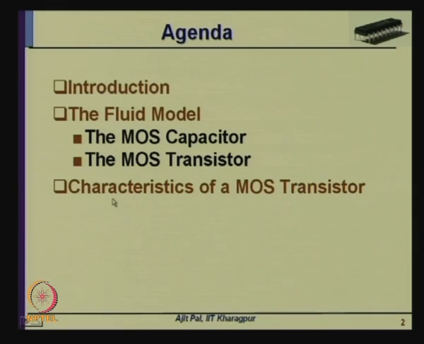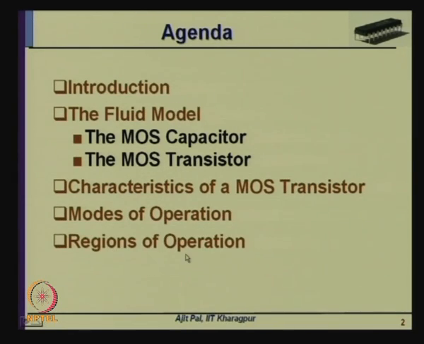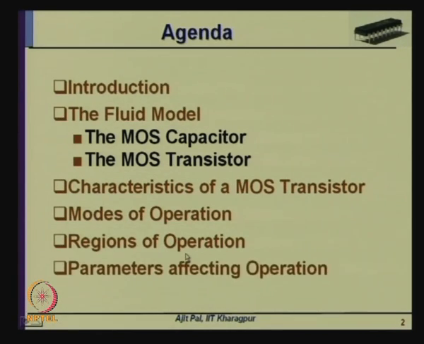After that, I shall discuss the characteristics of the MOS transistor without going into any mathematical expression or analytical analysis. I shall simply do that based on the fluid model, and after that the various modes of operation of MOS transistors will be discussed. This will be followed by the regions of operation of a MOS transistor. You will see there will be 3 regions of operation, and it will be followed by highlighting some of the important parameters which affect the operation of a MOS transistor.